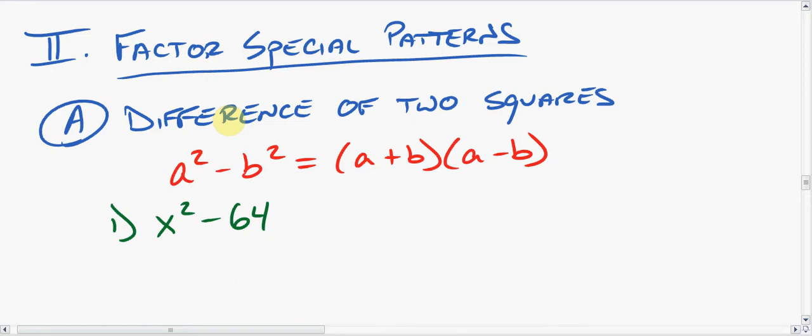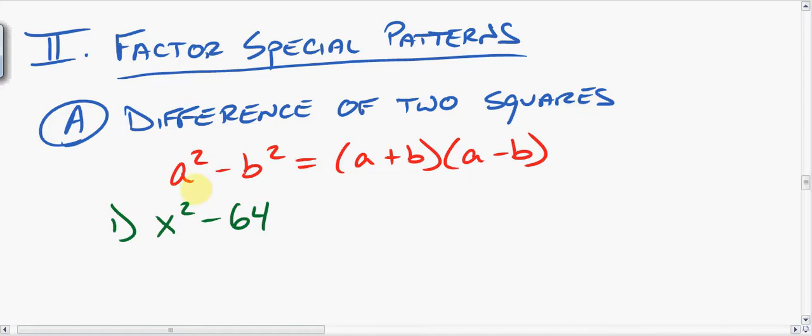This is section 4.3, part 3, where we are going to continue factoring, and we're going to look at factoring special patterns. The first special pattern we're going to look at is called the difference of two squares. And there's a logical reason why it's called that. It's called the difference because you're going to have subtraction. And it's called two squares because each of the numbers, or each term I should say, is actually going to be a perfect square. You can take the square root of it and get a nice number. Alright, it's a perfect square.